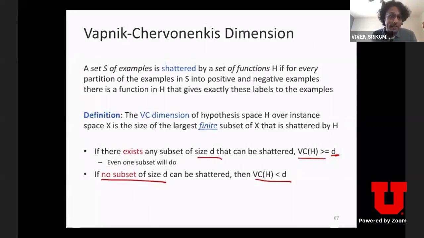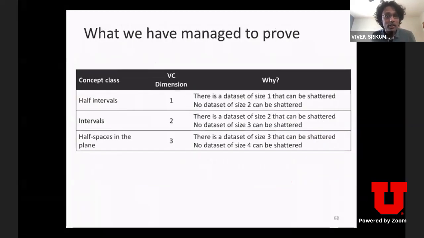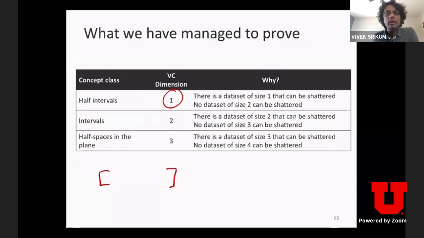What we have done is we've already proved 3 different VC dimension results. For the set of half intervals, the VC dimension is 1. There is a data set of size 1 that can be shattered. No data set of size 2 can be shattered, so the VC dimension is 1. For intervals, there's a data set of size 2 that can be shattered, and no data set of size 3 can be shattered.